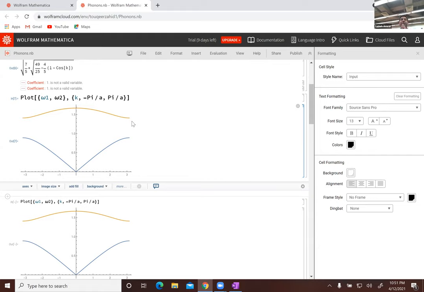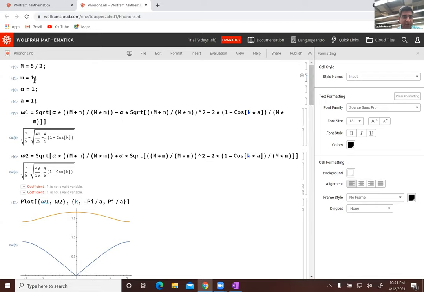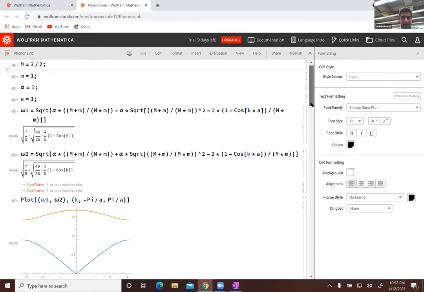So what we observe here is that two branches appear. Each branch or each string is called a band, and two bands are appearing, and there's a band gap between the two bands, the upper and the lower band. If I were to make these masses closer and closer, so instead of 5/2, I have one mass which is 50% higher than the other. So let's see what that would result in.